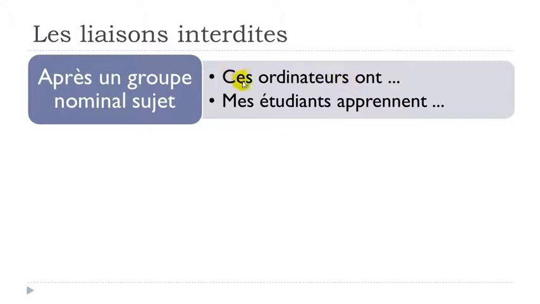So in that case, ces ordinateurs, you don't make the liaison between this word and the verb that comes after. Ces ordinateurs ont, and the sentence continues. Same thing here: mes étudiants apprennent, and the sentence continues. So the concept is quite strict. Remember, you've got your subject, so it must be something like that, a group of words, and after that, you won't make the liaison with the verb.